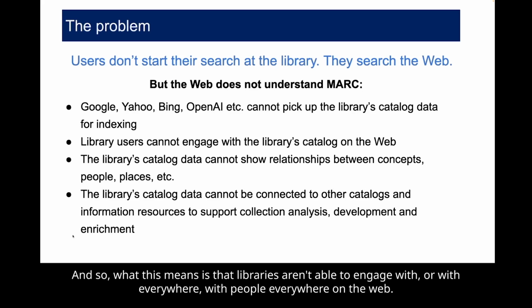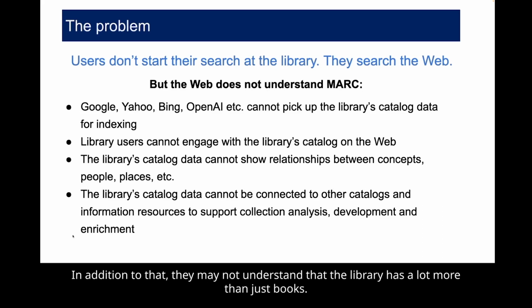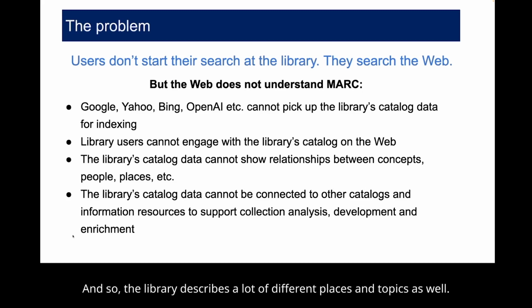And so what this means is that libraries aren't able to engage with people everywhere on the web. So people are searching these places and they may not know that the library exists. In addition to that, they may not understand that the library has a lot more than just books. And so the library describes a lot of different places and topics as well.